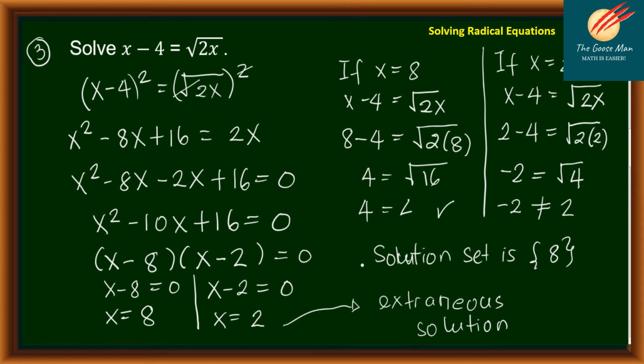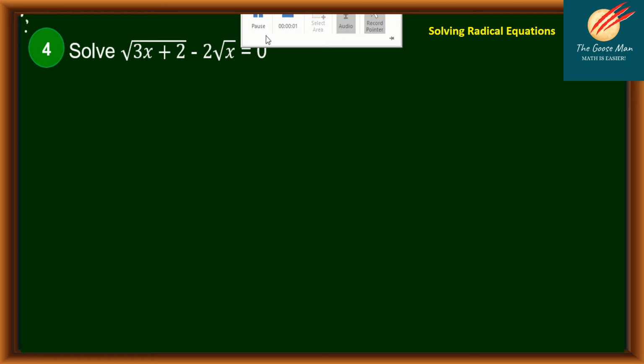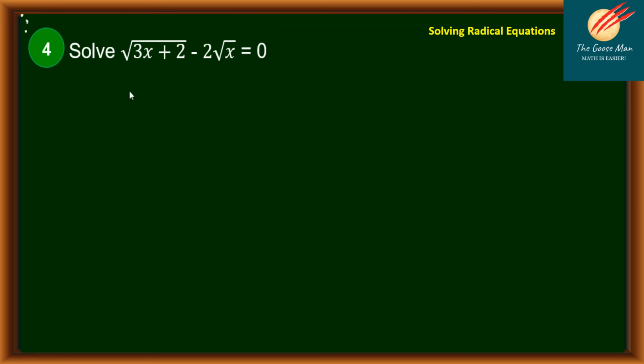Let's move on to problem number 4. So we have to solve the square root of 3x plus 2 minus 2 square root of x equals 0. What we're going to do is add both sides of the equation by 2 square root of x. So we will have the square root of 3x plus 2, which is the same as 2 square root of x. And then square both sides of the equation.